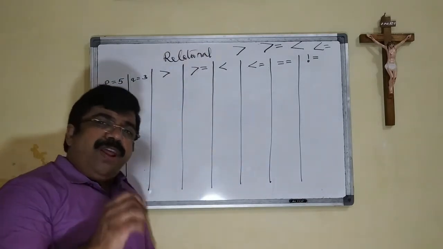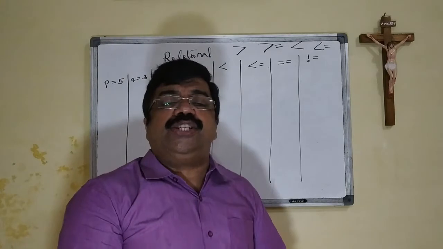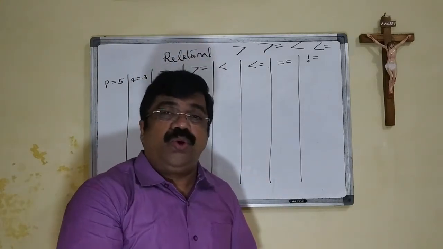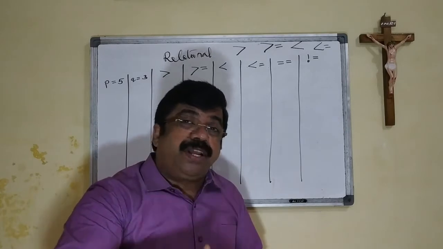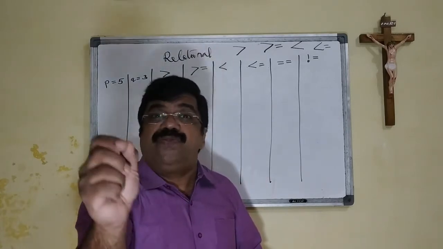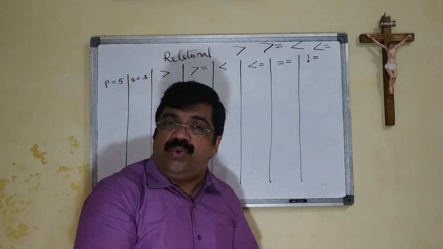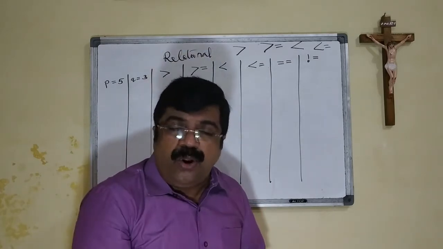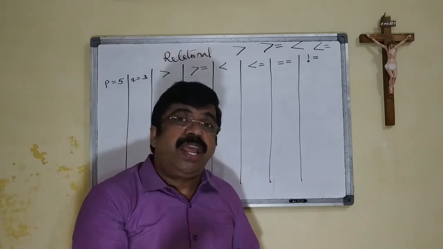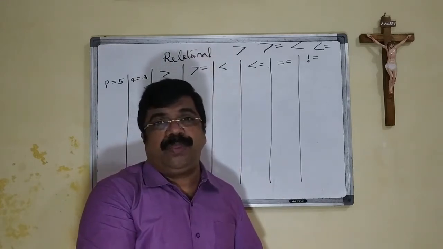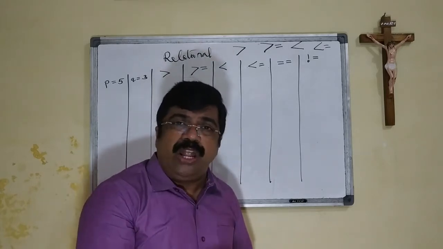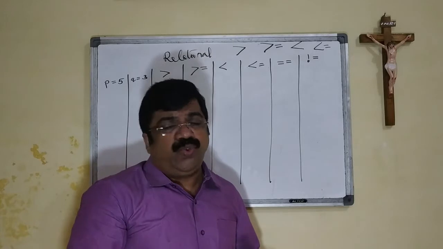When we have the relational operators, when the condition is true, that means when the relational operator is evaluated to true, then it will return a true value. When it is false, that means when it is not satisfied, then it returns a false value. So the relational operator will return either a true value or a false value.